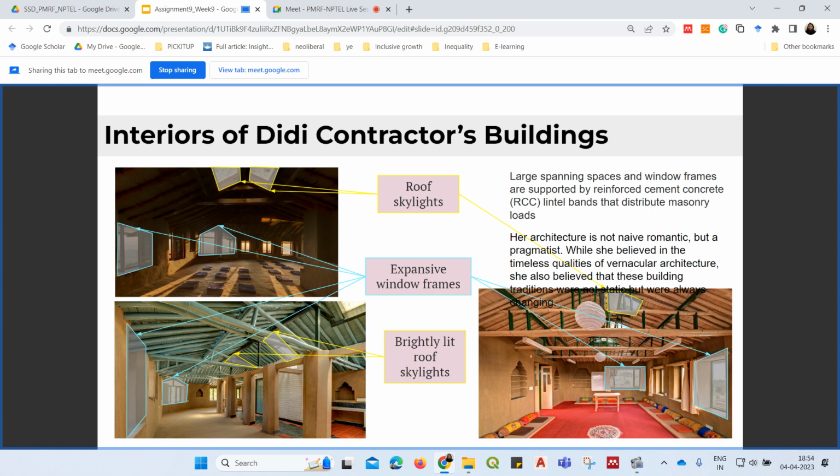So she follows a type of practice which borrows from the local vernacular architecture as much as possible, but it is not naive in a way that it uses even the composite techniques in places where it is required and cannot be done without materials or techniques from the modern architecture practices.